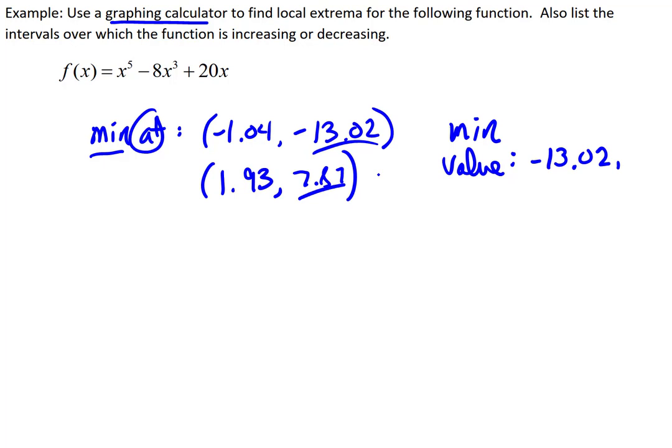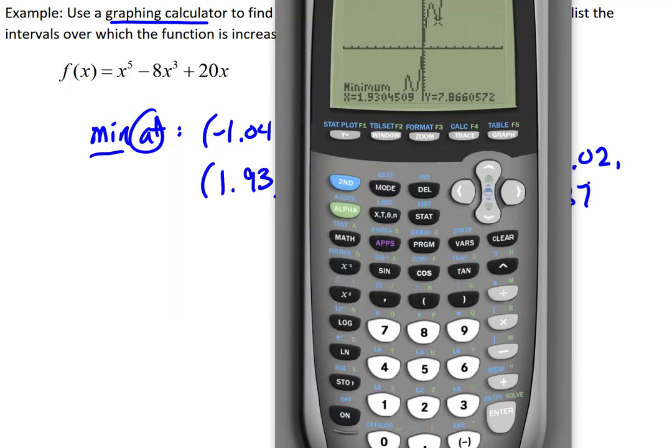Remember, the y value is the actual min. So instead of, or along with -13.02 from the first one, we'll get also 7.87 as our second minimum value. If you look back at the picture, it does not appear that there may be another valley in this graph.